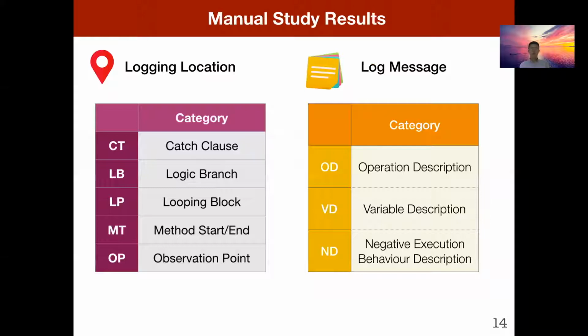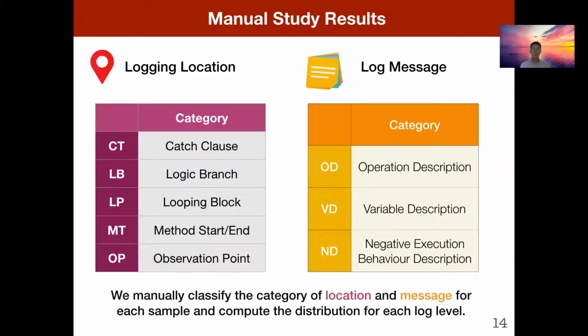The categories of logging locations are, for example, catch clause and logic branch. And the categories of log messages are, for example, operation and variable descriptions, as well as negative execution behavior description. In our manual study, we classify the category of logging location and message for each sample, and we compute the distribution for each log level.